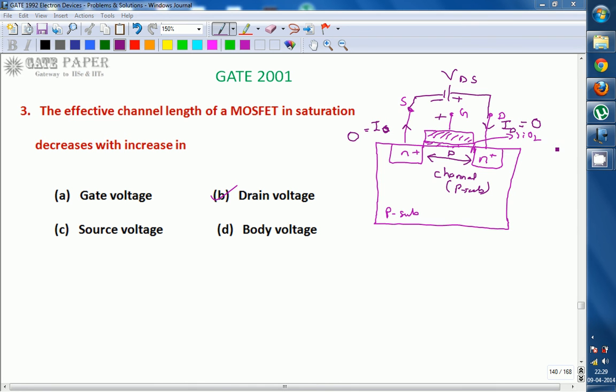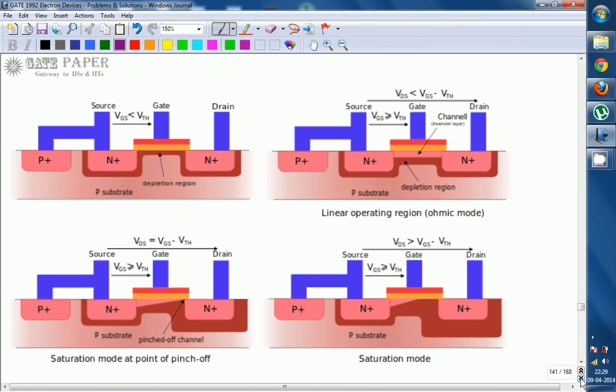Now we will see it one by one. If you apply a small positive voltage, what happens? If you apply a sufficiently large positive voltage, what happens? In this way we will define. Look at this, there are 4 different diagrams given. We are going with the first diagram.